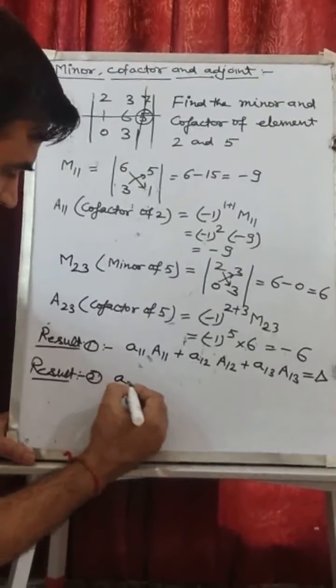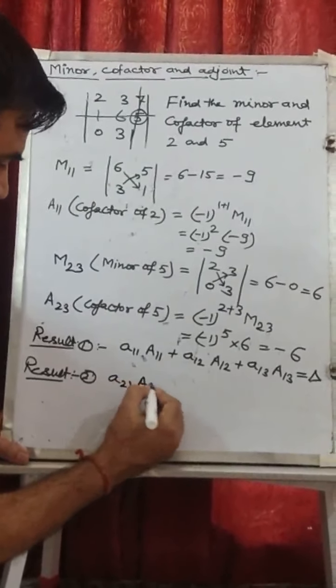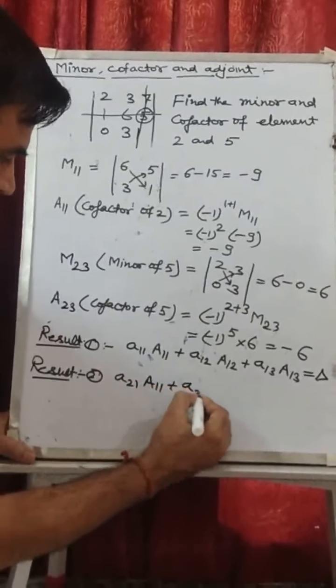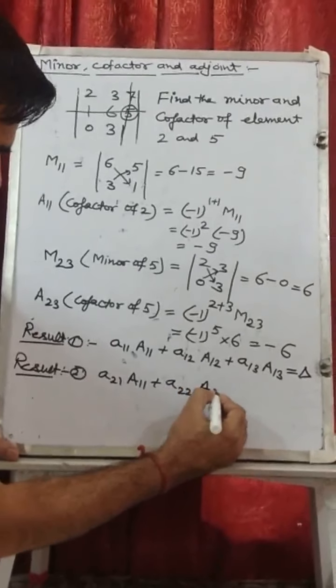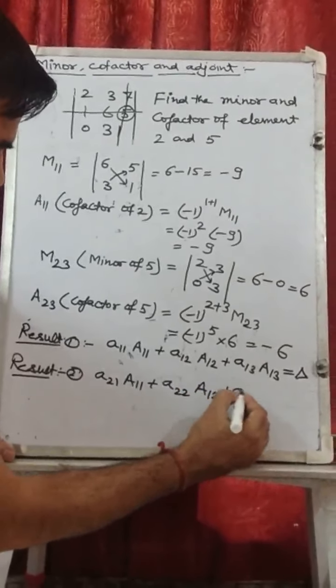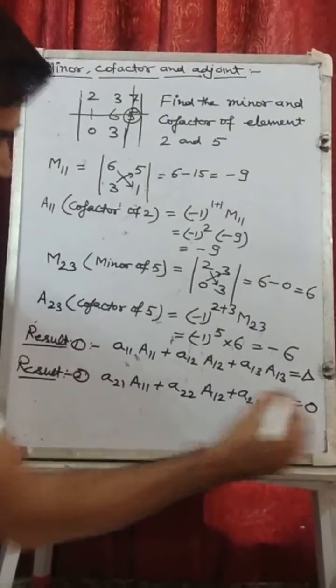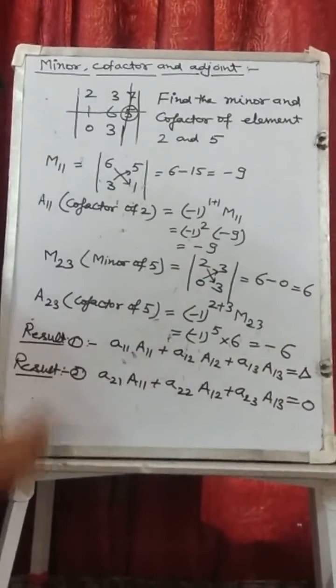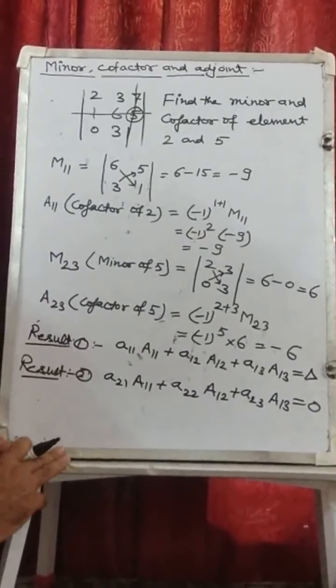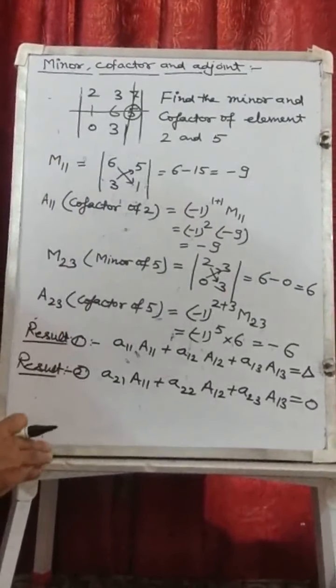Means A21, A11, A22, A12, A23, A13, it will be 0. Not only with the second row, we can take with the third row also.